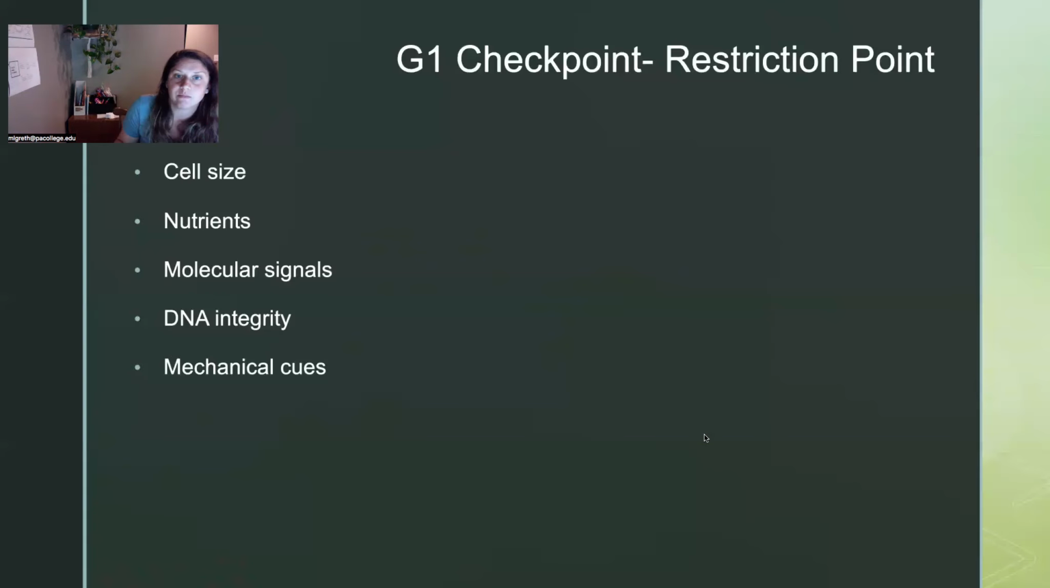So the G1 checkpoint is also known as the restriction point. This is really the checkpoint where the cell decides whether it's going to start replication or not. A few things that the cell is looking for at this point: it's looking for cell size. Is the cell large enough to decide to divide? Nutrients: are there enough energy reserves to be able to divide? Molecular signals: is it receiving positive cues? These are things such as growth factor. DNA integrity: is the DNA damaged at all? And then mechanical cues.